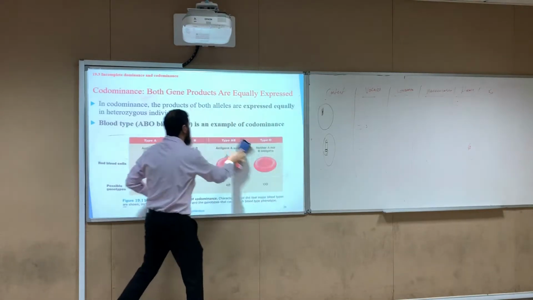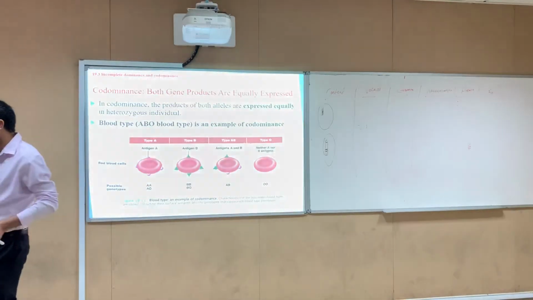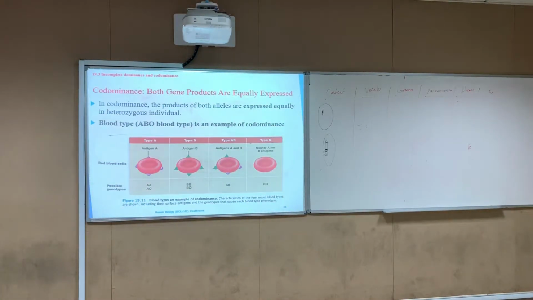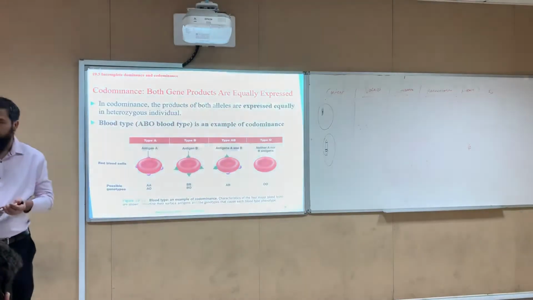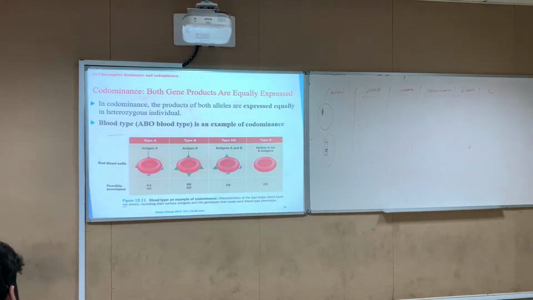So we see codominance in the blood type, in the AB blood type. Okay. You remember that we did this in the lab, the blood test? So you did that with the synthetic blood.